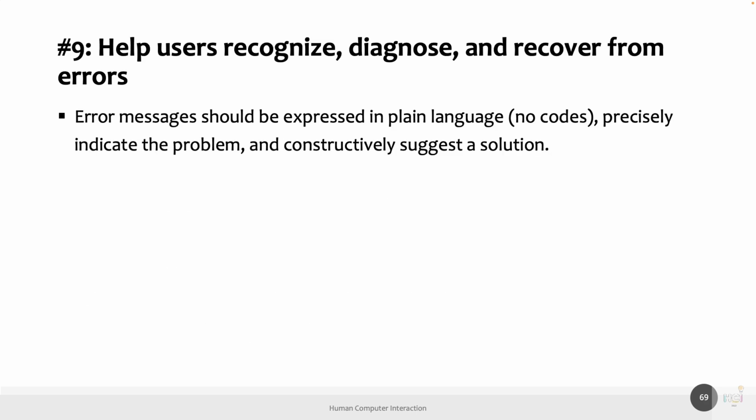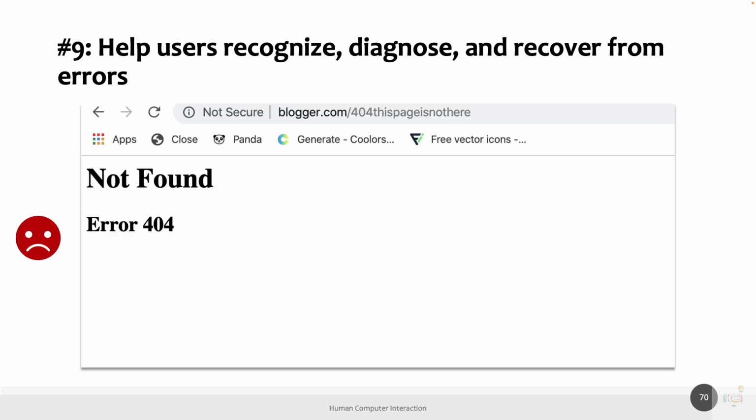Okay. Number 9, help users recognize, diagnose, and recover from errors. So we can have error messages, and these error messages should be understandable by the user, and in particular they should indicate the problem, but also suggest a possible solution. And this is the classic violation of this heuristic, the 404 error page. It doesn't tell the user anything about what went wrong or how they can fix it. So this can easily confuse users.